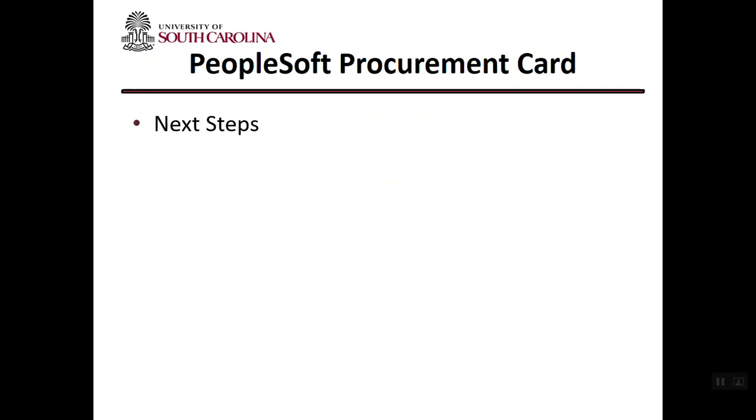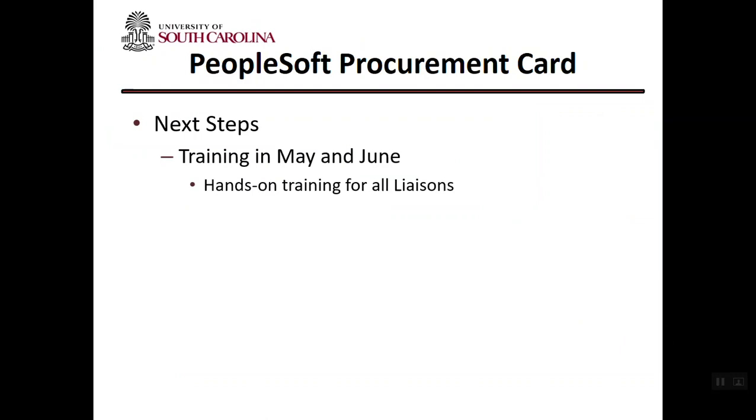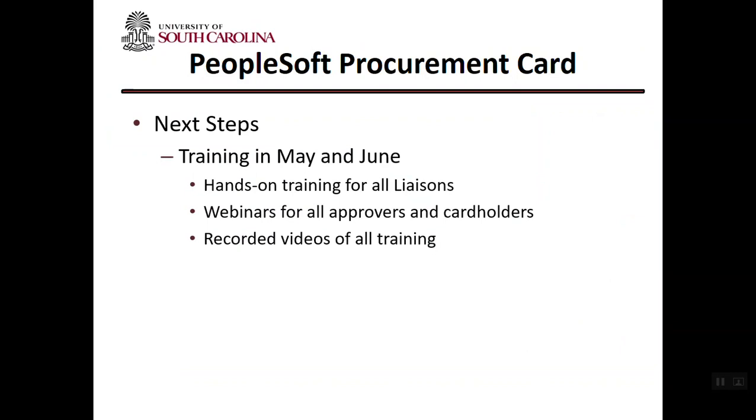What are the next steps? We have training in May and June. All of that information will be submitted by the purchasing department so that you can sign up for training in May and June. That's hands-on training for all our liaisons. And we'll also have webinars for all the approvers and the cardholders, where everyone will just participate in the webinar, and I'll demonstrate how the approval pages work and how the approvers and the cardholders are notified for the approval. And then, like I mentioned a few minutes ago, there are recorded videos of all the training.